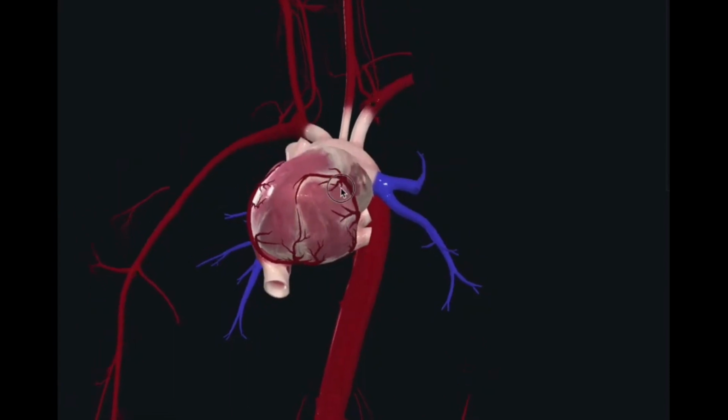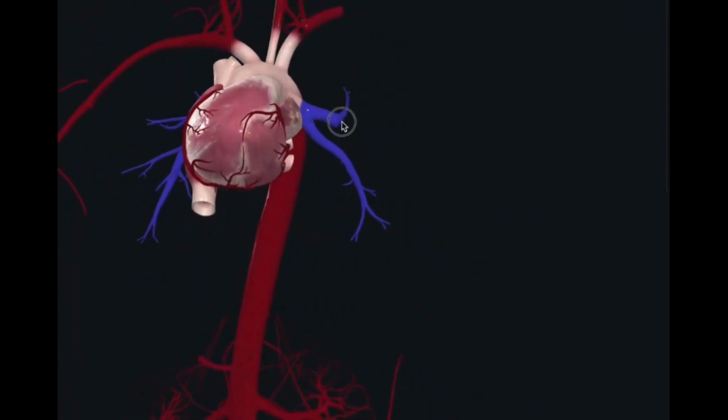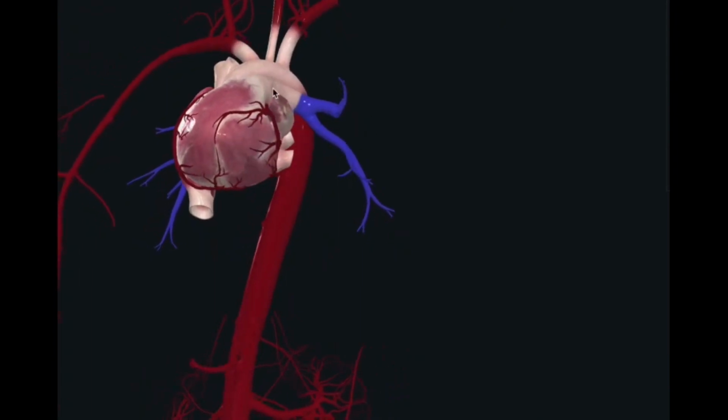Now we'll go from there. If this is the right side of the patient from this view, then this must be the right coronary artery. So where must the left coronary artery be? Here, what you see, is the left coronary artery.